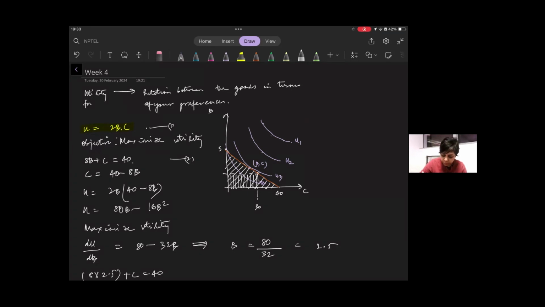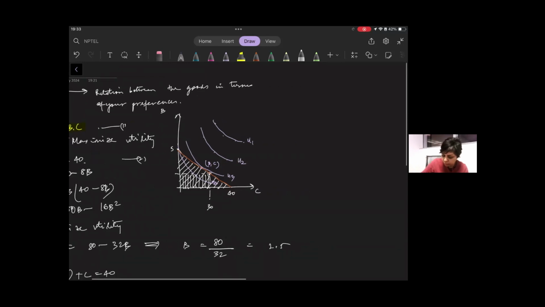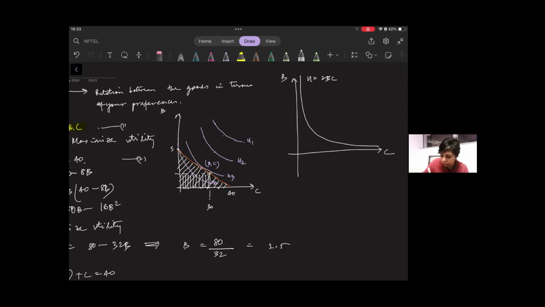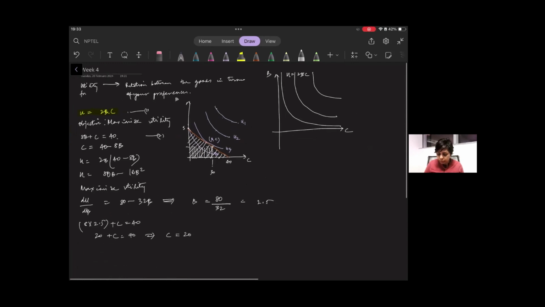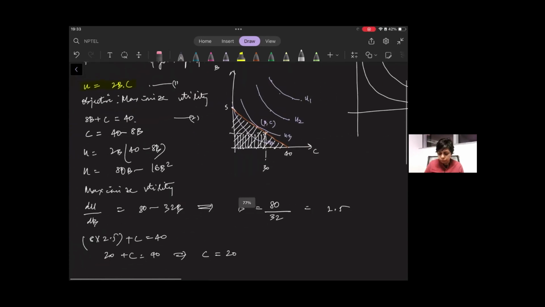Usually, I've taken this as B squared C because that's the form in which you usually get utility functions. So this is like a hyperbola kind of a thing. This is what your utility function is going to be like, U equals B squared C. For different values of B and C, you will get these kind of curves, which we call indifference curves. Okay, so let's come back to our original problem.